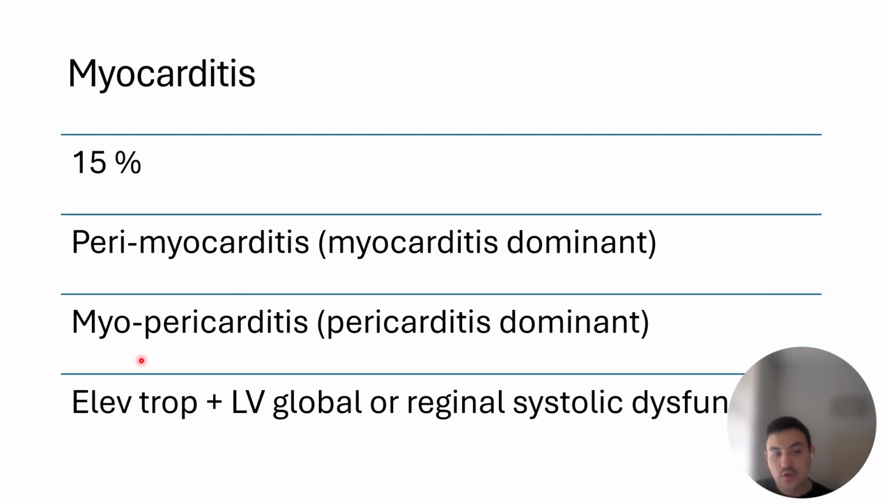You also ask for troponins. Why? Because you can have involved myocardium. 15% of all pericarditis are going to have involvement of the myocardium. Also, echocardiogram, or whatever imaging tool that you use, you can see systolic dysfunction of the LV. Perimyocarditis and myopericarditis are the same thing. In perimyocarditis, myocarditis is dominant, and in myopericarditis, pericarditis is dominant. So keep in mind those terms.